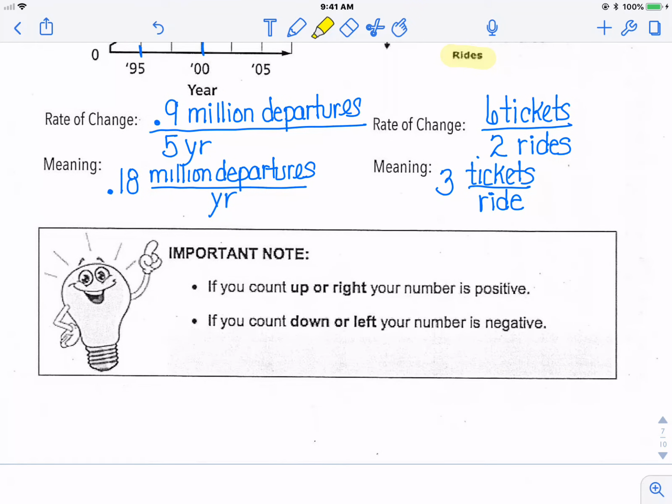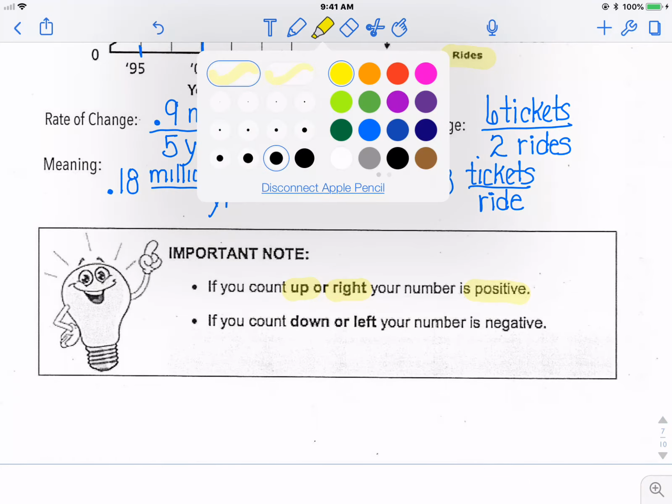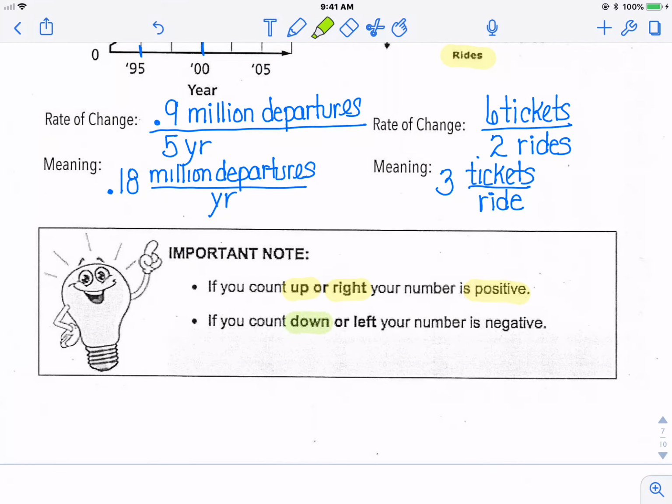At the bottom of that page is an important reminder. If you count up in the y's, that means you're going positive. If you count to the right in x's between your points, that also means it's positive. If you have to count down on a graph or to the left on the graph, that means the number that goes into your rate has to be negative. And we're going to see some negative rates here soon.